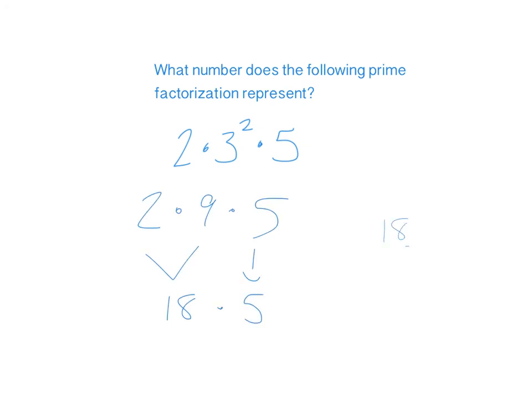Line it up. 18, 5, multiply. 5 times 8 is 40. Carry the 4. 5 times 1 is 5. Plus 4 is 9. 90. 2 times 3 squared times 5 is representing the number 90.